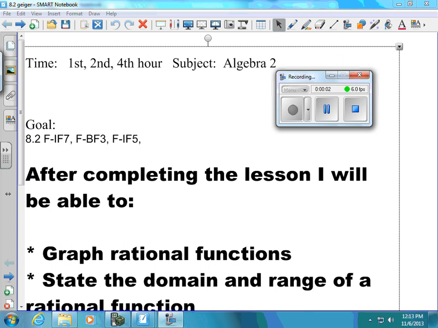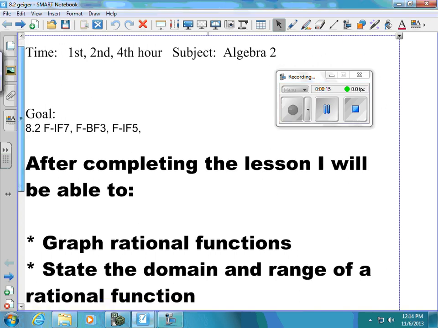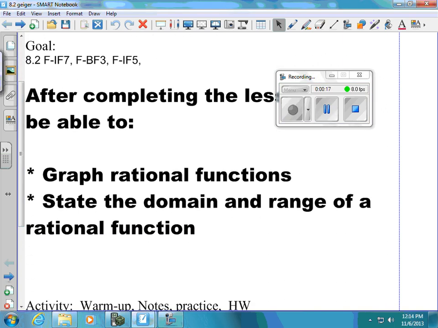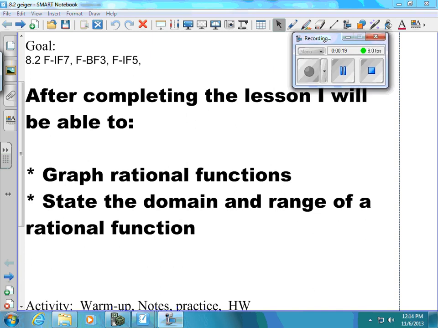Welcome to the start of Chapter 8, which would be our 5th unit of the year. This unit deals with rational functions. Our first section is going to cover the following targets. So write these down on top of your notes, please. After completing this lesson, I will be able to graph rational functions and also state the domain and range of rational functions.